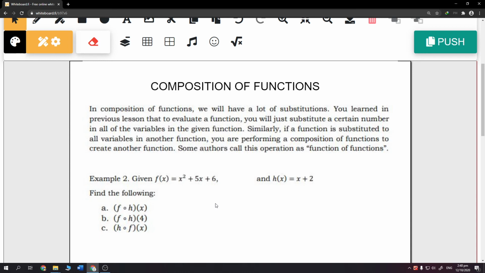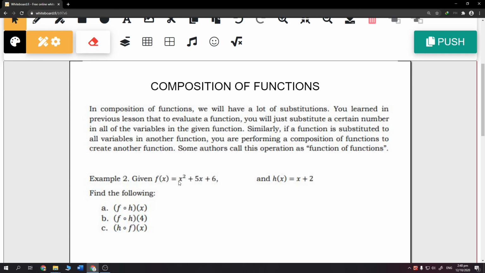And the last operation is composition of functions. In composition of functions, we will have a lot of substitutions. We learned in the previous lesson that to evaluate a function, you will just substitute a certain number in all of the variables in the given function. Similarly, if a function is substituted to all variables in another function, you are performing a composition of functions to create another function. Some authors call this operation function of functions. So we are going to answer the following examples.